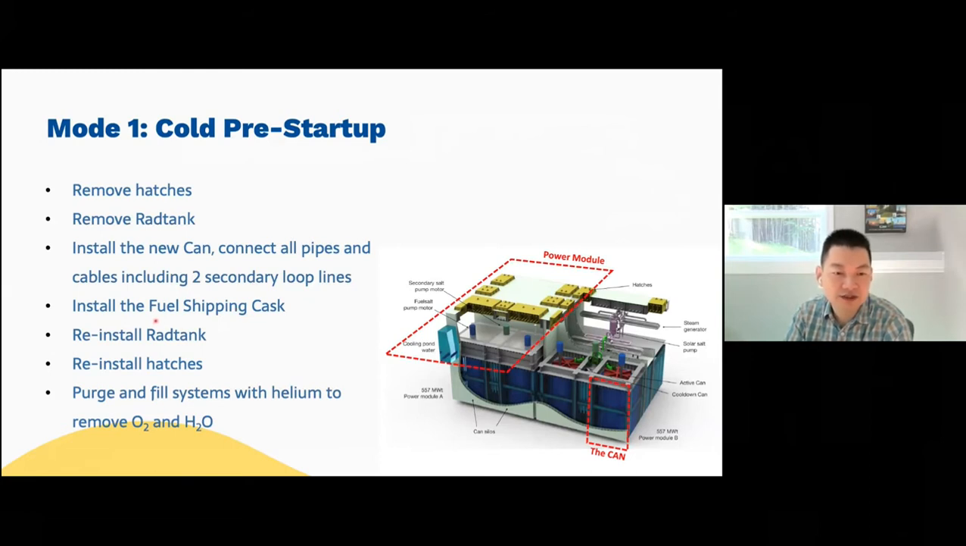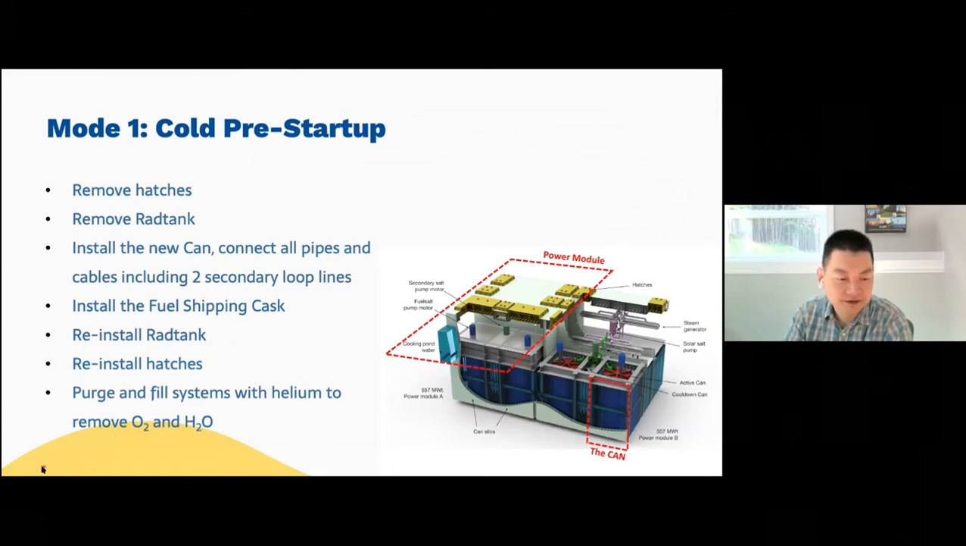And then you have to install the fuel shipping cask into here, because you need both cans and fuel, right? Then after you've done that, you reinstall the rat tank, you reinstall the hatches, and then we purge and fill the system with helium to remove oxygen and water. We call it a cold pre-startup because in this mode, we're not heating up the system. Almost all the operation is happening at room temperature.